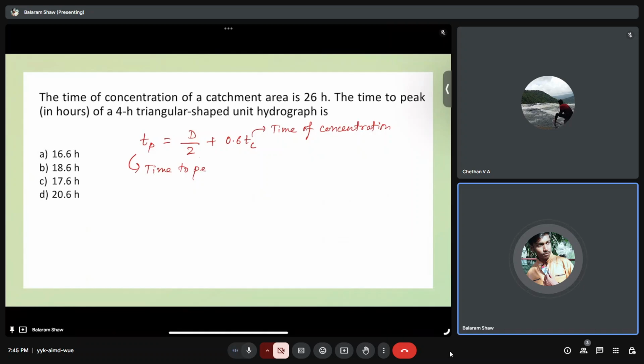So we need to find out TP, and D is the duration of the rainfall. Okay, so just use this formula. 4 by 2 plus 0.6 into 26, that is 2 plus 15.6, so I am getting 17.6 hours. So the correct answer is C, that is 17.6 hours. Okay, any question here?